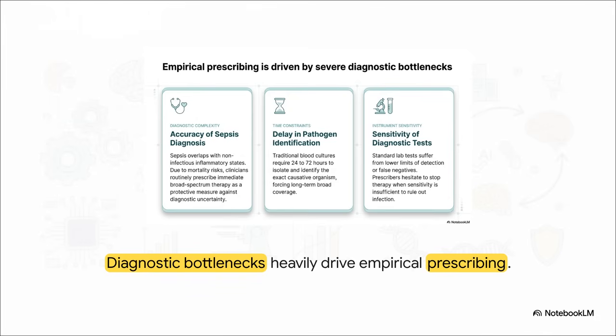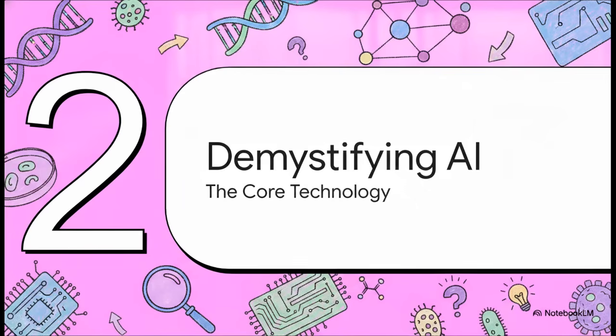Furthermore, standard lab tests often suffer from lower limits of detection. That means we naturally hesitate to de-escalate therapy because a negative test just isn't always sensitive enough to definitively rule out a lethal infection. So, how does artificial intelligence actually fit into solving these deeply biological problems? Let's move right into our second section and demystify the core technology.